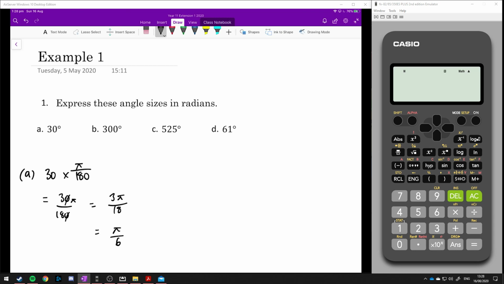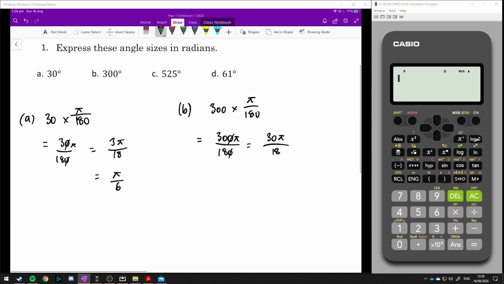So yeah, pretty simple. 300 degrees, okay, again, pretty easy. So we're going to multiply it by pi on 180, so it's the same as 300 pi on 180. Cancel some zeros, so we get 30 pi on 18. Okay, common factor of these two is 6. So dividing top and bottom by 6, we get 5 pi on 3. Okay, so 300 degrees is equal to 5 pi on 3 radians.